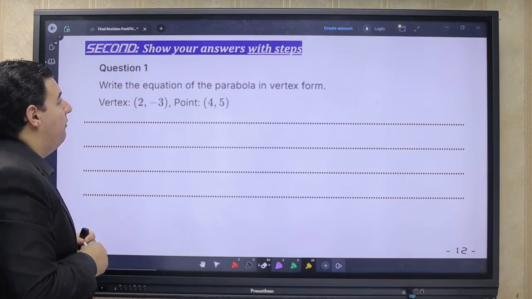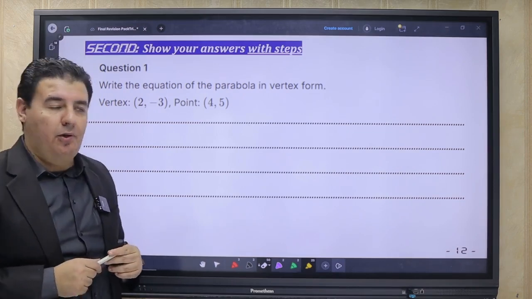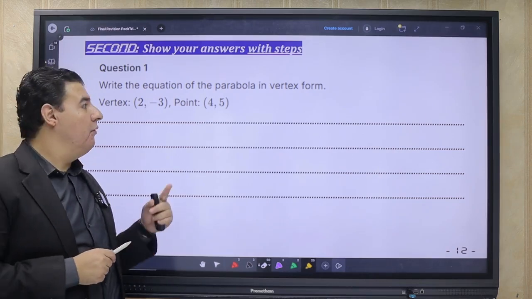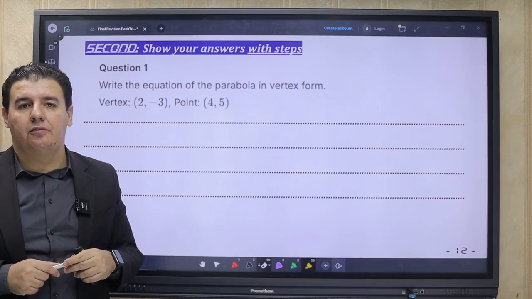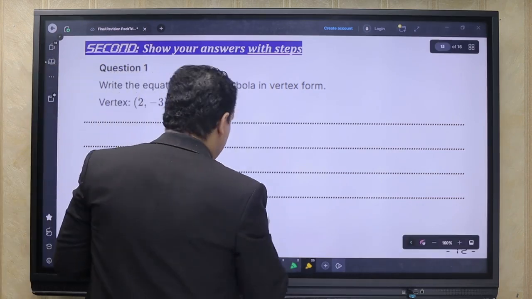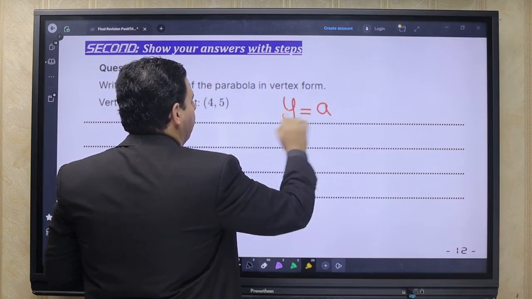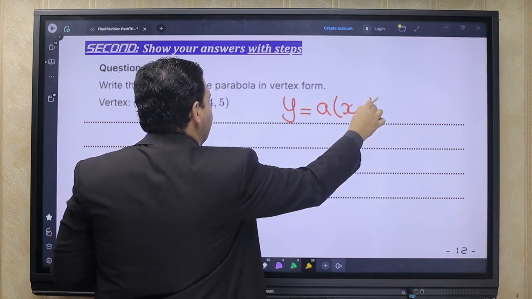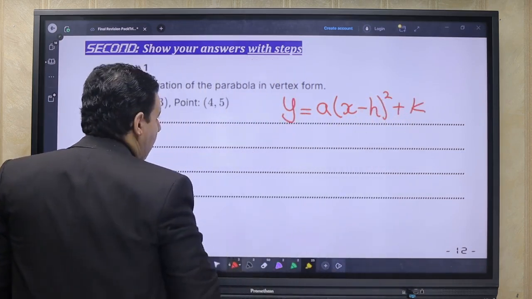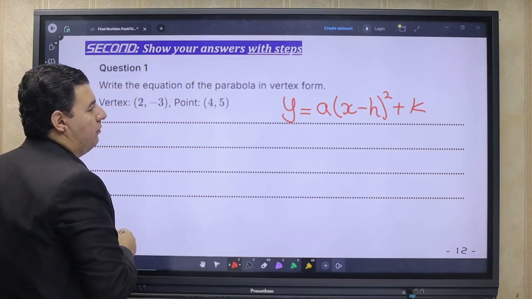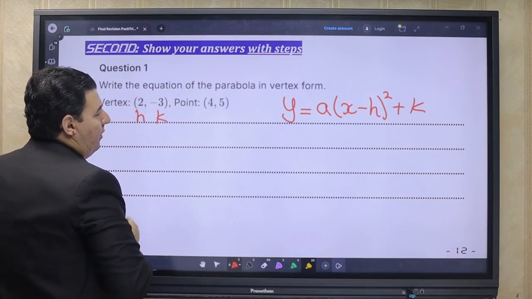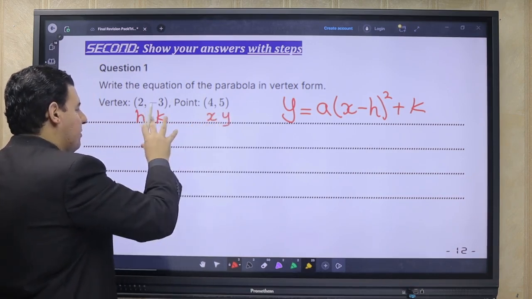Number 1, write the equation of the parabola in the vertex form. Vertex here is 2 and -3, and the point is 4 and 5. What is the equation in the vertex form? It is y equal a bracket x minus h squared plus k. What is the value of h and k? It's a vertex, and the point is x and y.